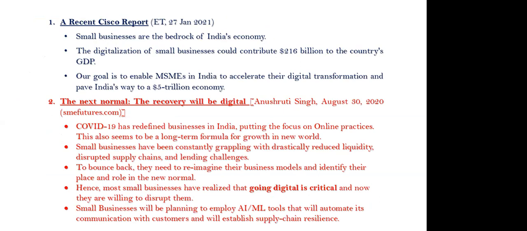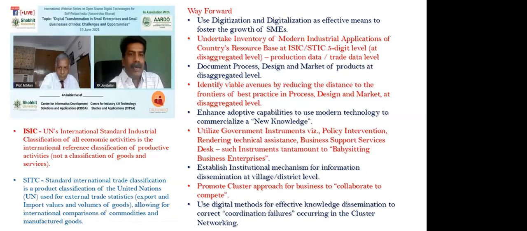The Cisco report of 2021 talks about how digitalization of small business could contribute about $216 billion to the country's GDP. And small businesses will be planning to employ artificial intelligence and machine learning tools that will automate their communication with customers and establish supply chain resilience. So it is essential that MSMEs in India have an accelerated digital transformation program, which will pave India's way for a $5 trillion economy. And this is a way forward.